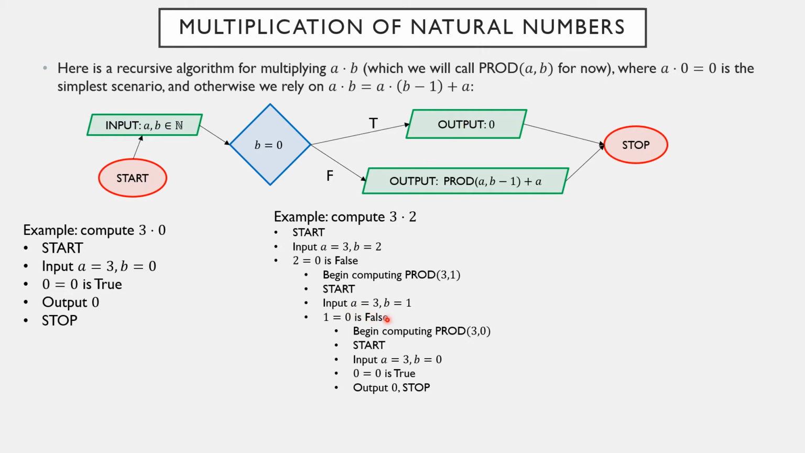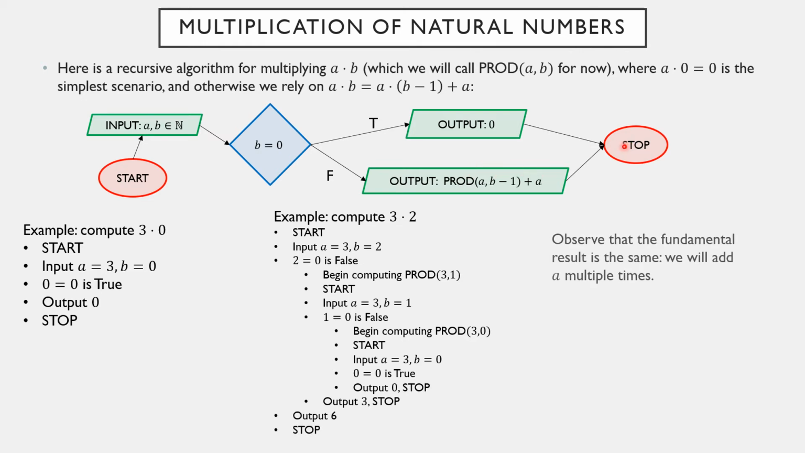Output 0. That was for computing the product of 3 times 0. Which was a step in computing 3 times 1. So now that I know 3 times 0 is 0, I can add 3 to it and output 3. Now that was for computing the product of 3 with 1, which was itself a single step in computing 3 times 2. So now that I know 3 times 1 is 3, add 3 to that and output 6, and finally stop.